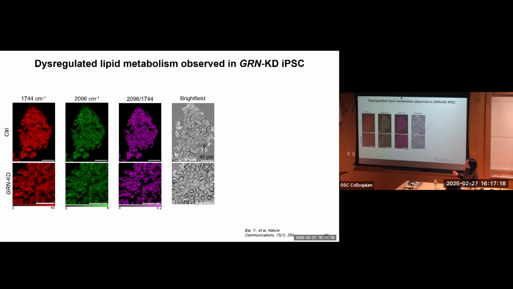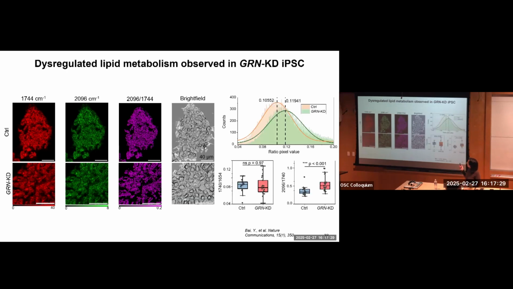We get our control cell line, we have our knockdown cell line, and we image at different wave numbers and also get a ratio image from these 2 lipid images. We also get a histogram from the ratio image, and we can clearly see there are 2 populations, one associated with the control cell line and the other associated with the GRN knockdown cell line. And for the GRN knockdown cell line, we got a higher mean value, which means that the GRN knockdown has higher lipid metabolism, which is consistent with other biological approaches such as transcriptomic studies. But here we are adding additional imaging evidence to support that.